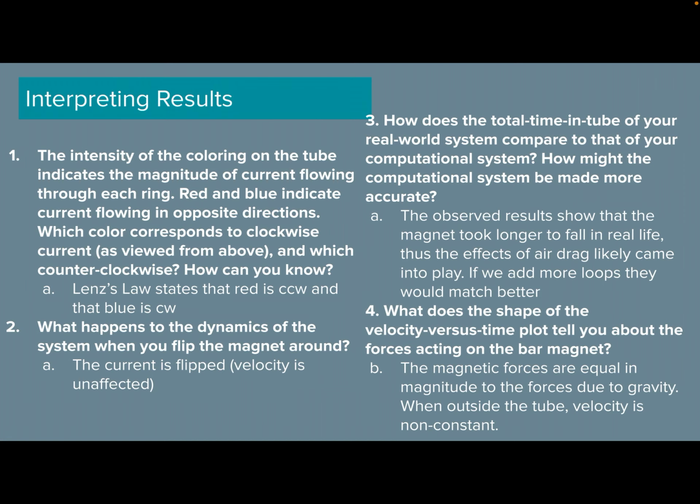How does the shape of the velocity time plot? Oh, this is what I talked about earlier. The magnetic forces are equal in magnitude to the forces due to gravity. When outside the tube, the velocity is non-constant, so this implies that Newton's third law comes into place.